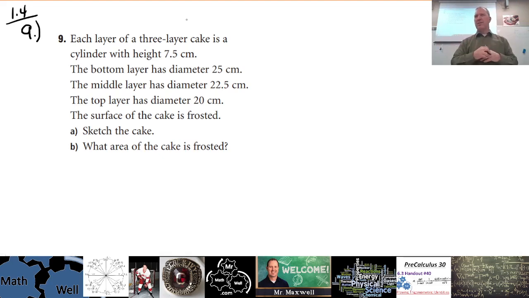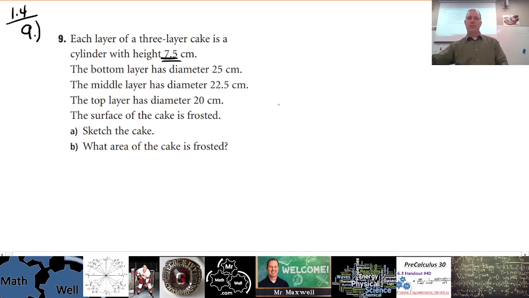Kind of like a snowman, but snowmen are spheres, right? Big sphere, middle-sized sphere, little sphere, okay? So each layer of a 3-layer cake is a cylinder with a height of 7.5 centimeters. So each layer has the same height, so we'll remember that. The bottom layer has a diameter of 25.